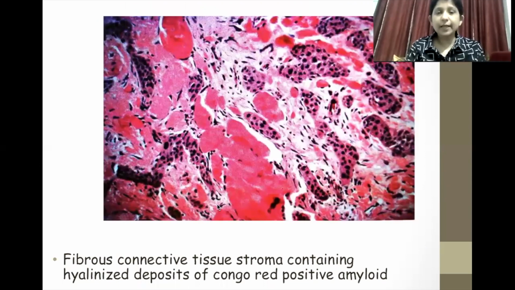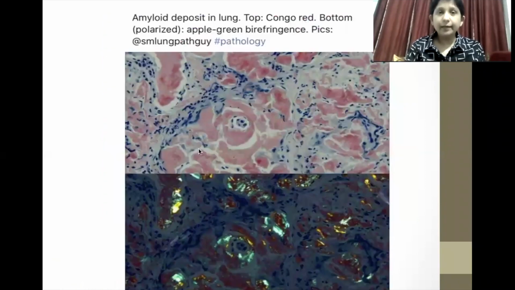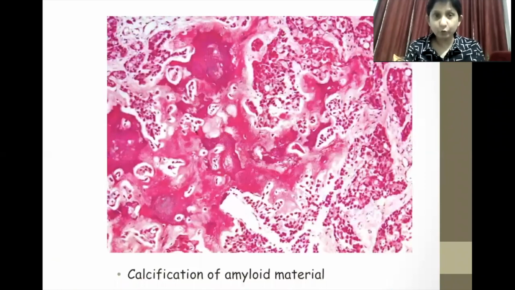So this is again Congo red, where you can see the bright red color of the amyloid in the connective tissue. And this is again Congo red in the lungs. You can actually see the Congo red very brightly showing. Red color in the upper picture, that is Congo red, and in the picture below you can see apple green birefringence of the same slide in polarized light microscopy.